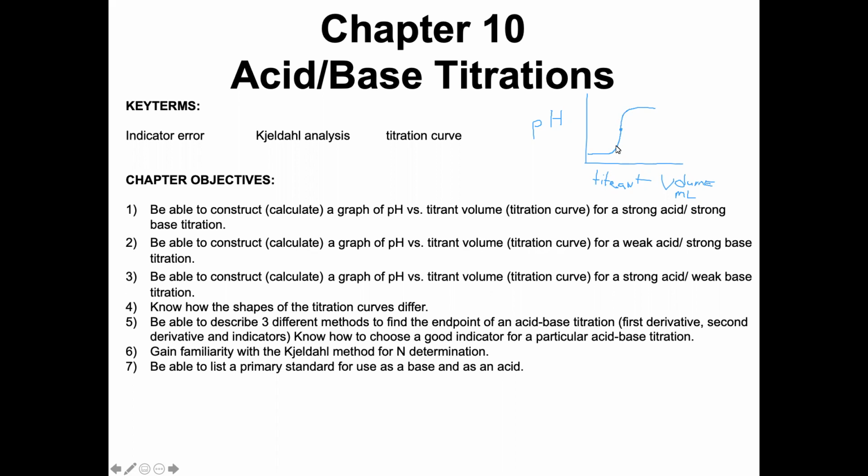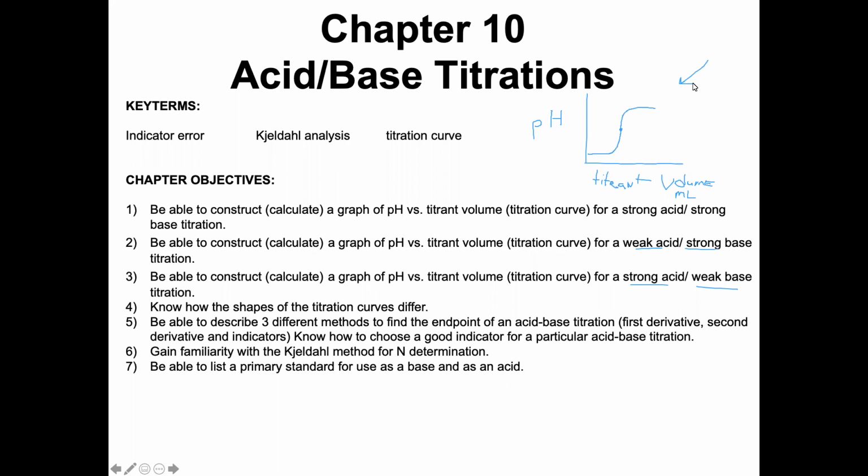Now, we're going to consider many different acid-base titrations in this chapter. We're going to consider titration curves for strong acids with strong bases. We're going to also consider titration curves for weak acids with strong bases. We're going to consider strong acid, weak base titration curves. And we're going to actually learn how to compute these graphs from the chemical reaction and the pKa of the compounds of interest.